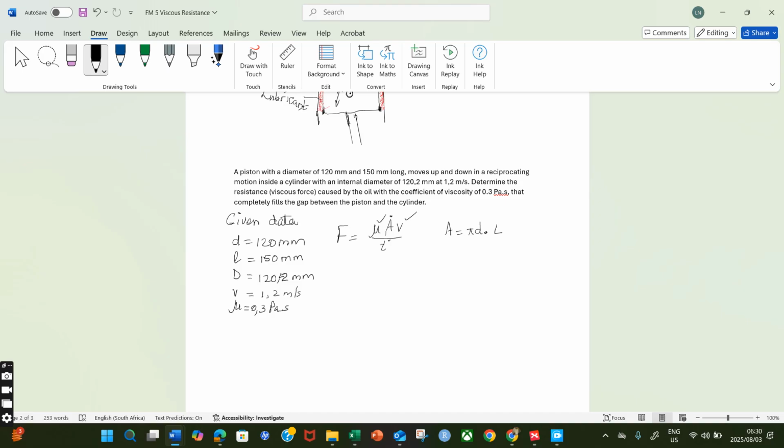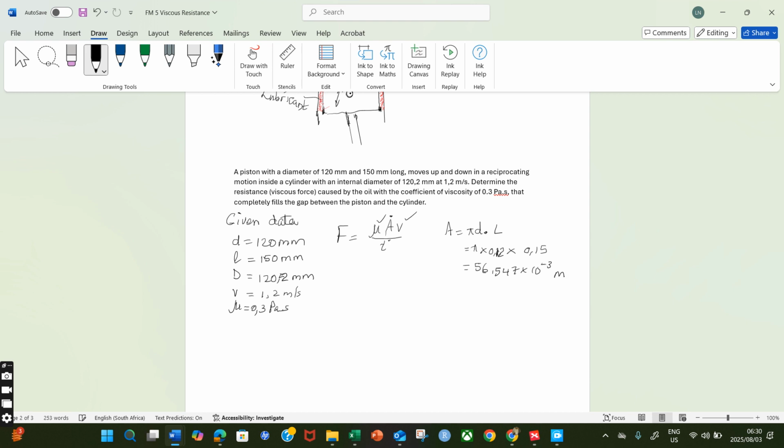All right, so our contact area is pi multiplied by 0.12 multiplied by the length of the piston, 0.15. When we punch our calculator, we find the answer to be 56.547 multiplied by 10 to the power -3.